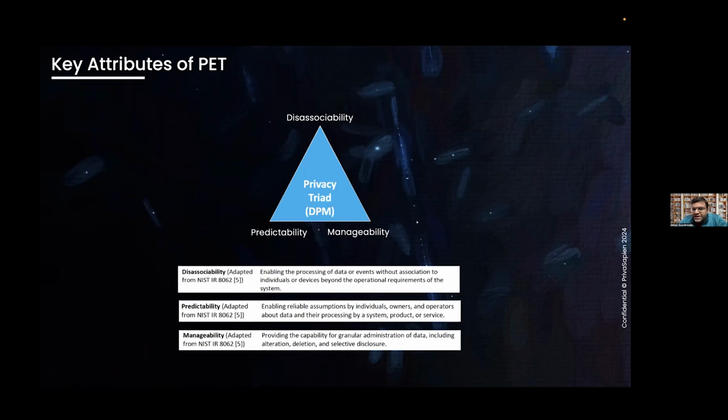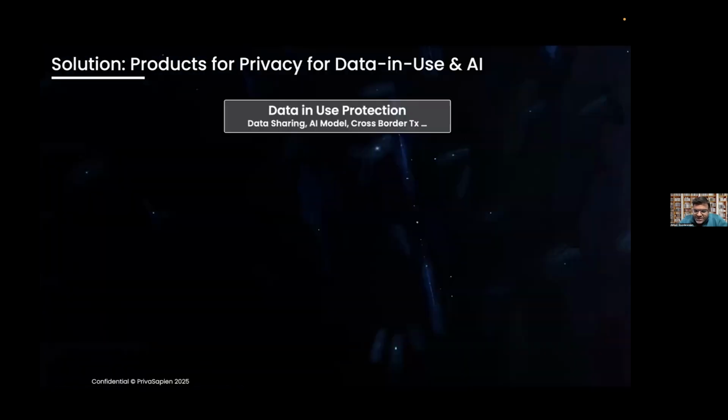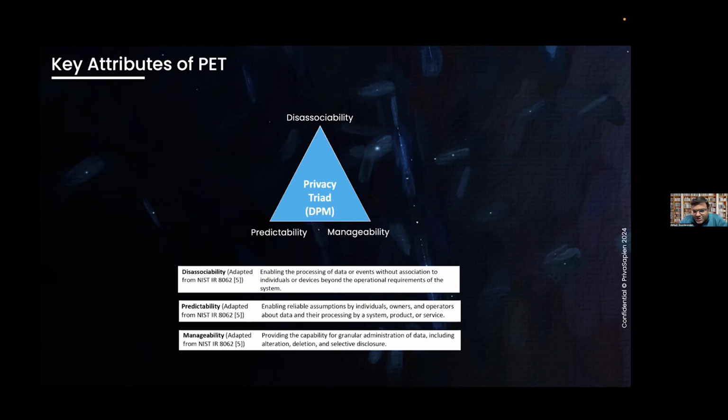So, three key attributes of privacy enhancing technologies are disassociability, predictability, and manageability. And when we have these capabilities, then it becomes much easier to define how much we can dissociate the data source or the data subject from the data, how predictable the data is, and how manageable this dissociation and predictability are. When these are defined and definable, then it becomes a much more proper privacy enhancing technology.